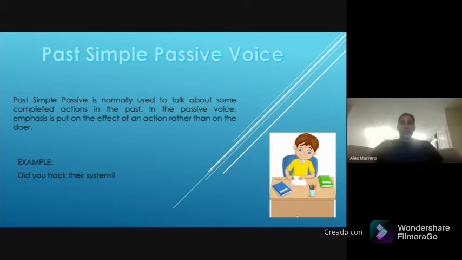Past simple passive voice. Past simple passive is normally used to talk about a complete action in the past. In the passive voice, emphasis is put on the effect of an action rather than on the doer. Example: did you hack their system?